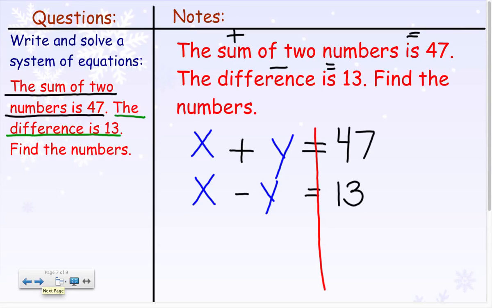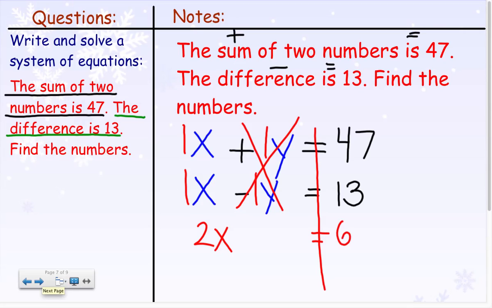Again, since this is a problem with x's and y's, you can put 1's in front of them if you want to. 1 and -1 make 0, so that's where I'm going to put my big X. X and X make 2X, or 1X and 1X make 2X. 47 and 13 make 60. Solve my equation by dividing by 2. X equals 30.